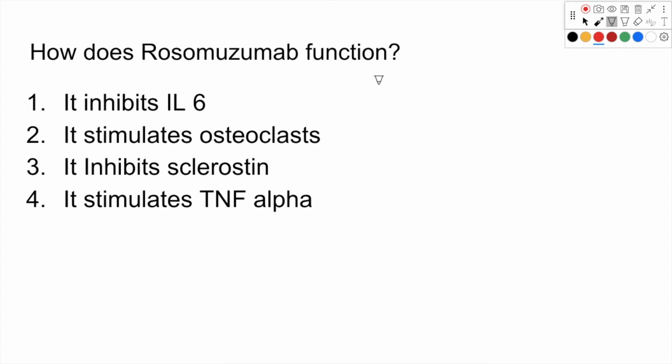How does romosozumab function? Romosozumab is a monoclonal antibody against sclerostin, so it inhibits sclerostin. Sclerostin inhibits osteoblast function. Therefore, an inhibitor of an inhibitor increases osteoblast activity. So the correct answer for romosozumab is it inhibits sclerostin.